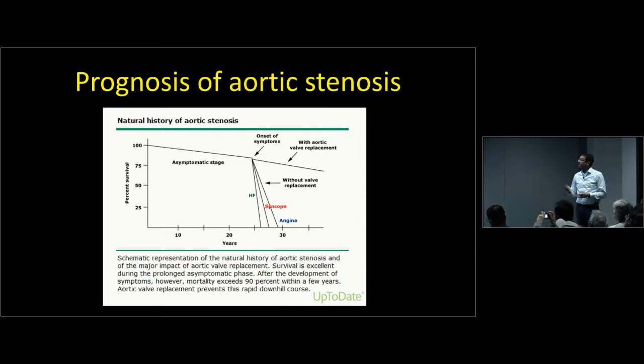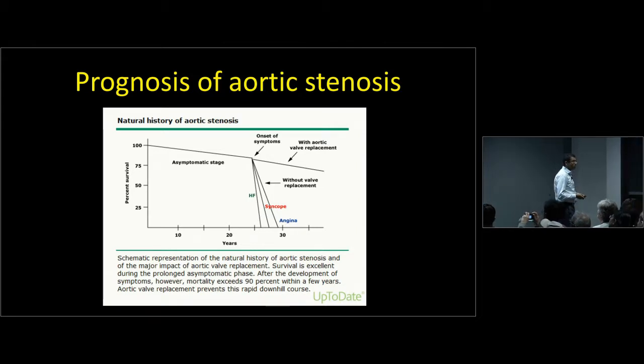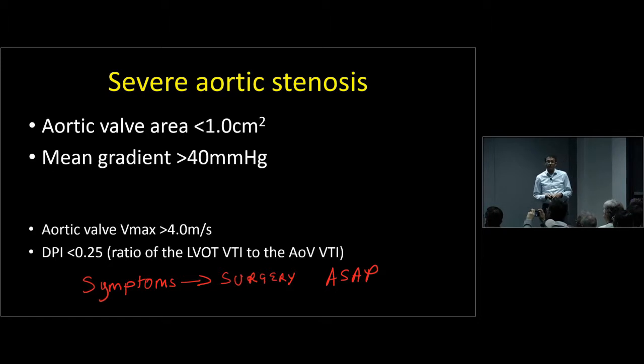And this slide from UpToDate highlights that quite nicely: the moment a patient develops symptoms with aortic stenosis, particularly exercise-induced syncope, it predicts a high mortality, and from my point of view should be regarded as a relative surgical emergency that needs to be fixed.